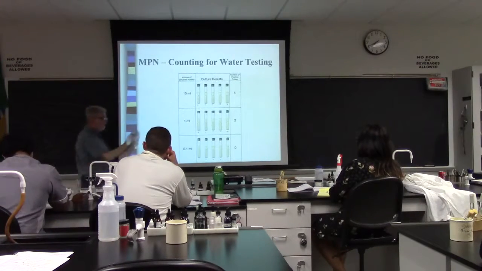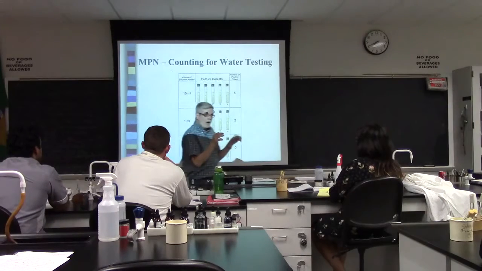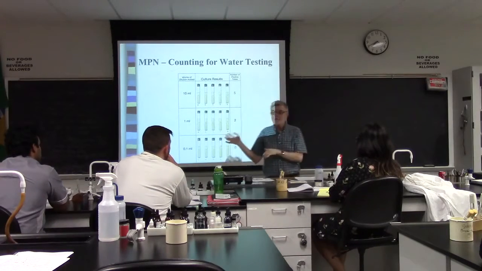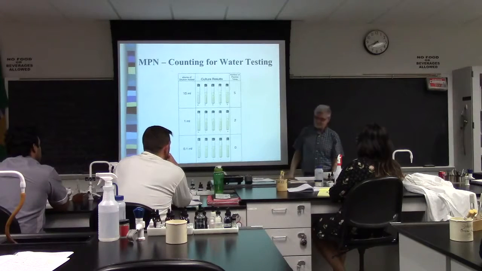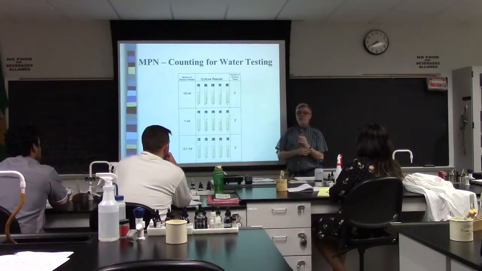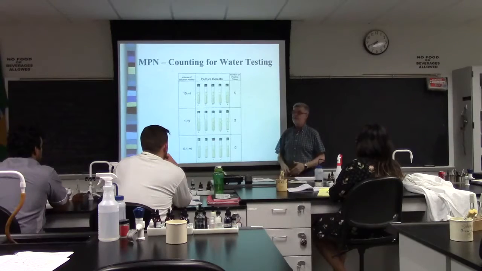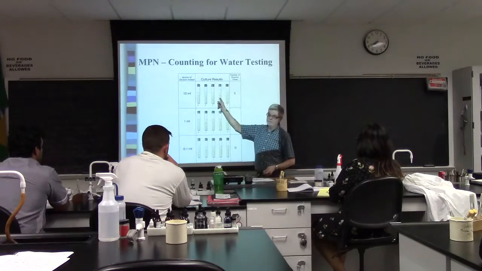And then you take all of these tubes and you put them on a rocker in a room at 38 degrees overnight. And you come back the next day and you start with the least dilute. And you move up and you find the first row that has more than half of the tubes positive. How do you know they're positive? They have a gas bubble.